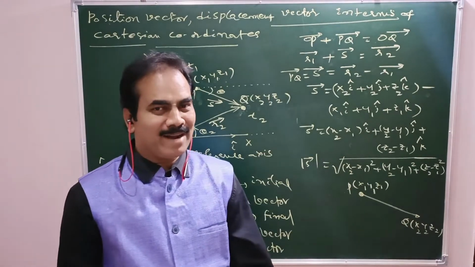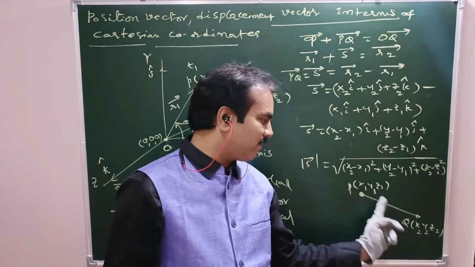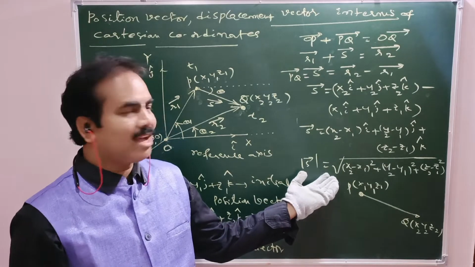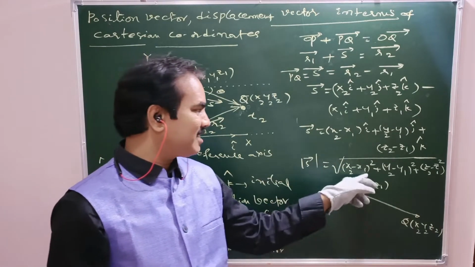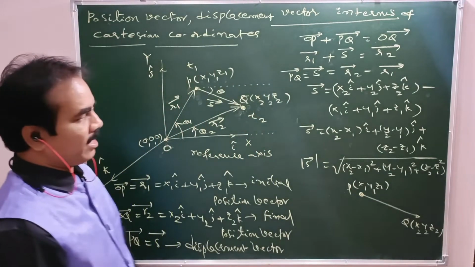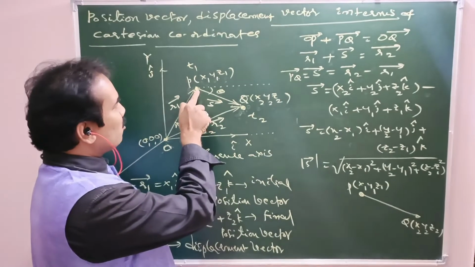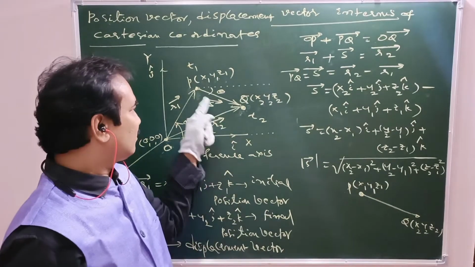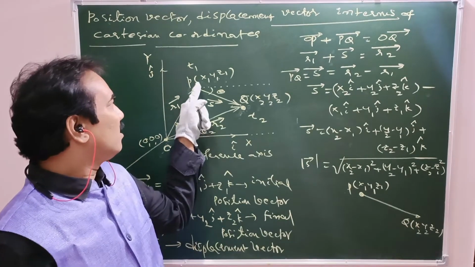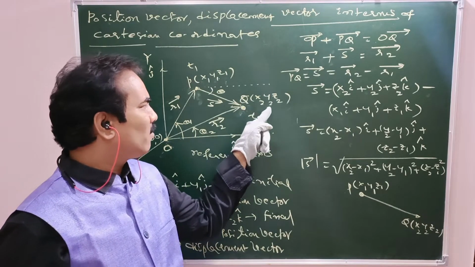By making use of a mathematical expression. What is that expression? Root over (x2 minus x1) whole square plus (y2 minus y1) whole square plus (z2 minus z1) whole square. So simply this is also the same. Suppose position P is fixed to the origin, for example. If I fix position P to the origin with coordinates 0, 0, 0, and coming to Q, x, y, z.